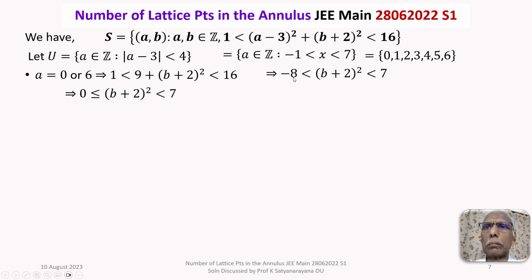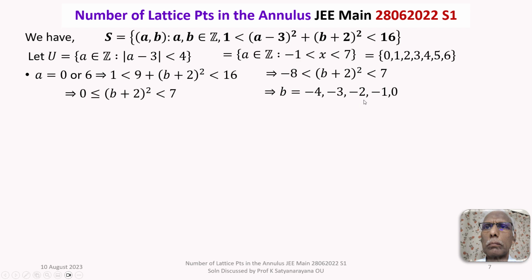Therefore, it will not take the values minus 7, minus 6 and all that. It will take only the value 0, the minimum value. 0 less than or equal to, because it is negative, it also takes 0. So 0 less than or equal to (B plus 2) whole square less than 7. What are the values of B which satisfy this inequality? Suppose you take B is equal to minus 2, plus 2 is 0 square. So 0 less than or equal to 0 less than 7 satisfies.